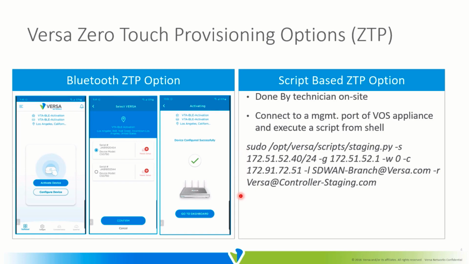With this ZTP method, the network administrator should connect to the management port of the device and execute a script from the VOS CLI that will automatically connect the VOS device to your SD-WAN network. By the way, those ZTP methods are also applicable with a classic or full stack Versa SD-WAN offering.